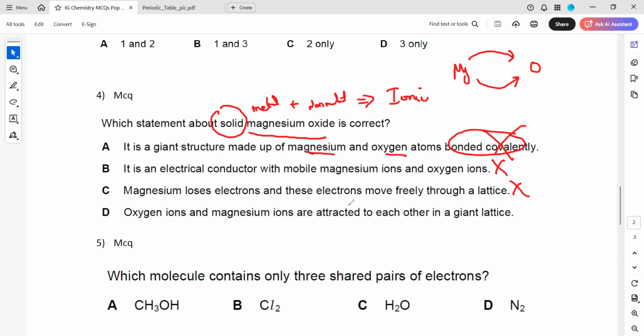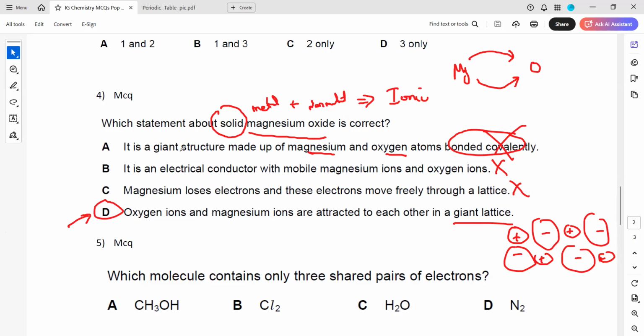An oxygen ion and the magnesium ions are attracted to each other in a giant lattice. That's right. We have positive and negative ions, and these ions are attracting each other. So the giant lattice, a regular arrangement of oppositely charged ions, is one in which the magnesium and oxygen ions are attracting each other. That's why D is the right answer.